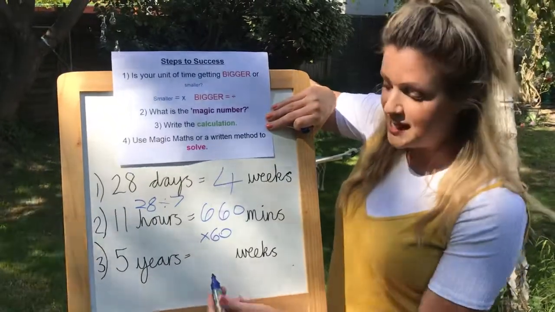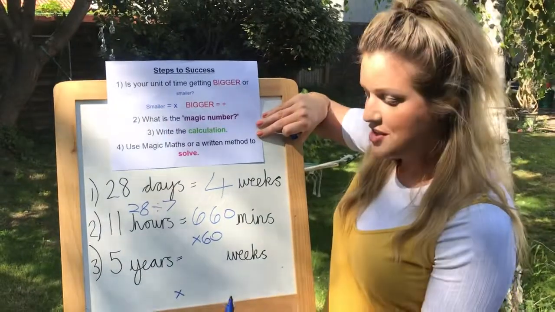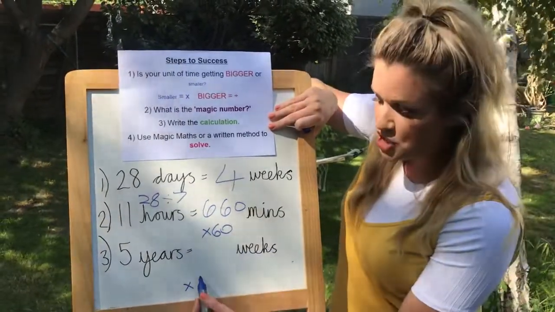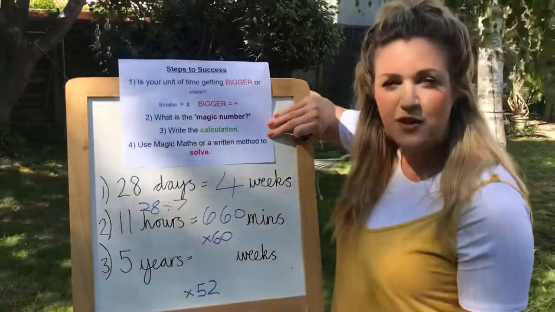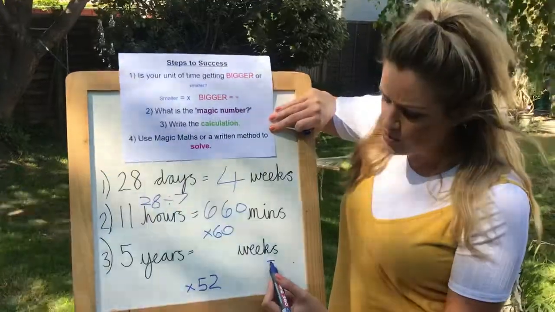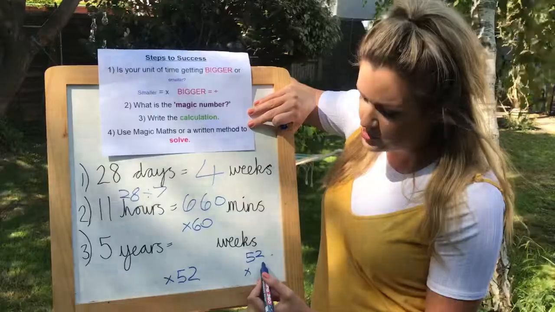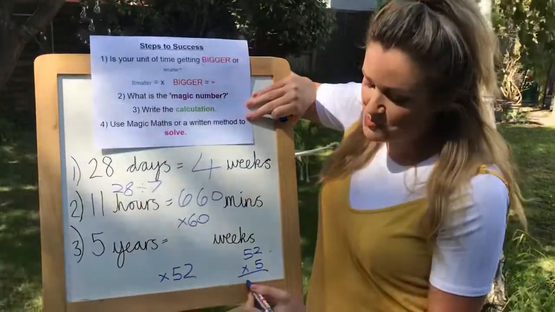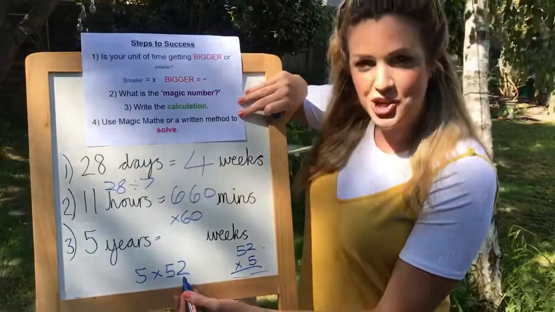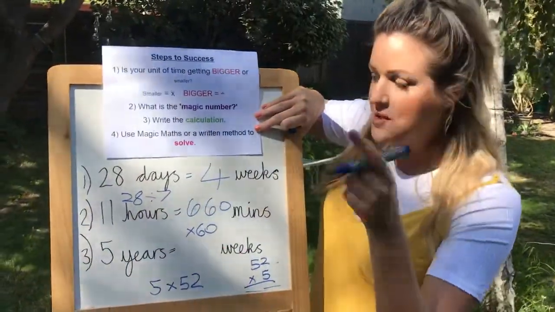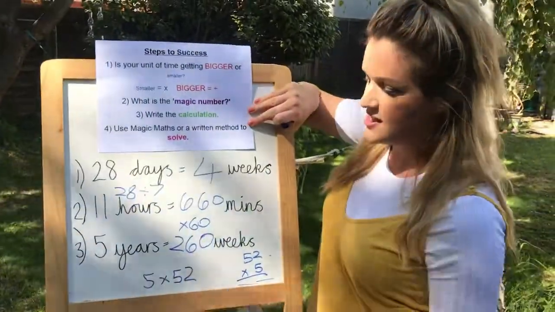And then the last one, 5 years into weeks. Weeks are smaller than years. So we're going to multiply. There's going to be more of them. Our magic number is 52 because there are 52 weeks in a year. 5 times 52, you can do some short multiplication, or you can do 10 times 52, which is nice and quick, and then divide it by 2 in your head, and your answer is 260 weeks.